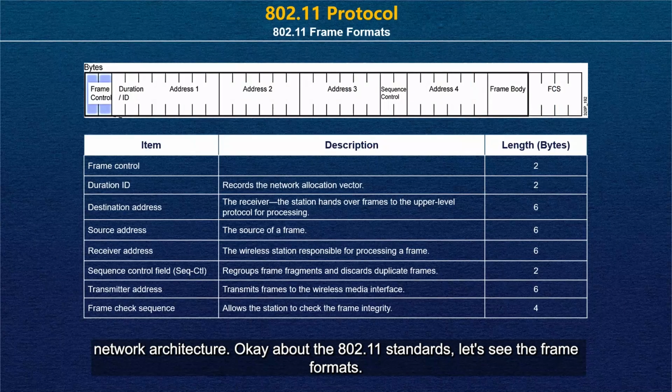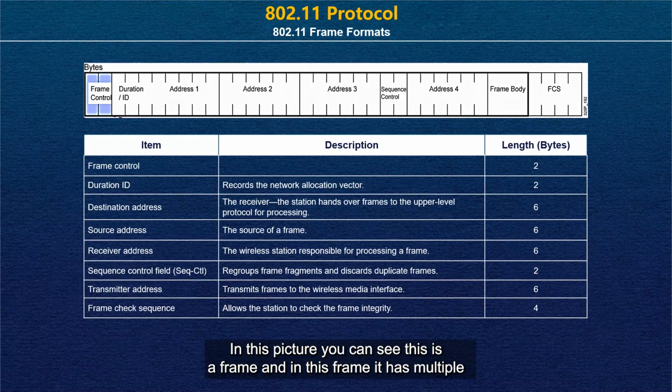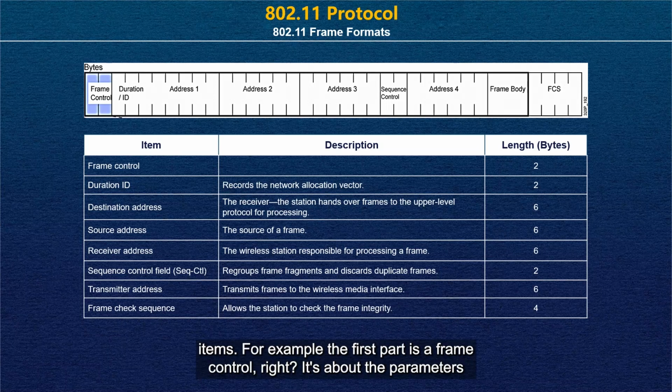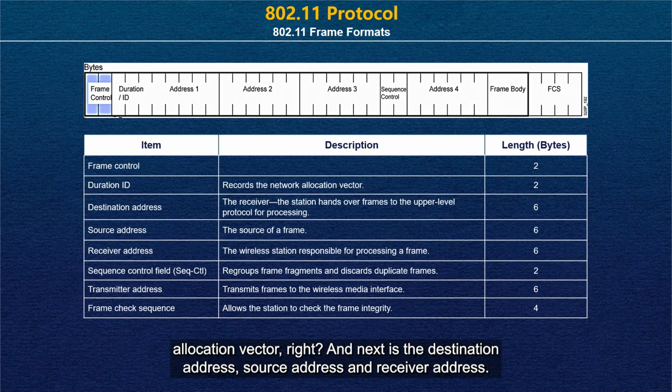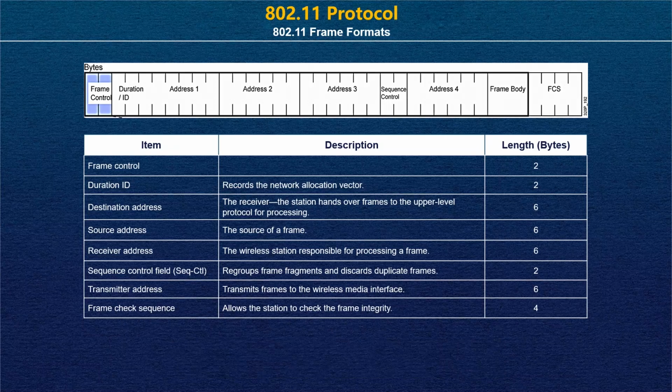Okay, about the 802.11 standards, let's see the frame formats. In this picture, you can see this is a frame, and in this frame, it has multiple items. For example, the first part is frame control, right? It's about some parameters to control the frame, right? And the next part is the duration ID, which records the network allocation vector, right? And next is destination address, source address, and receiver address.